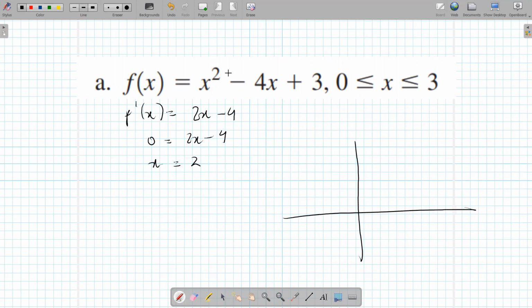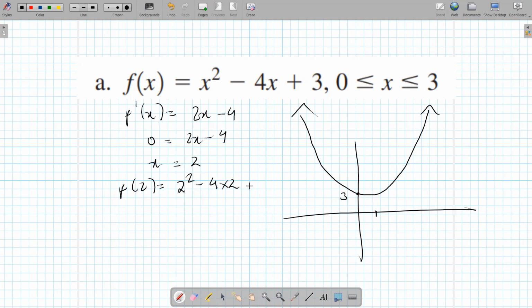Is this going to open up or down? Up, right? So like that. We know the y-intercept is 3, and we know that the x value where there's a turning point is 2. So now let's find the y value when the x value is 2. So it's going to be 2 squared minus 4 times 2 plus 3. Well, this is 4 minus 8 plus 3. Negative 4 plus 3 is negative 1.